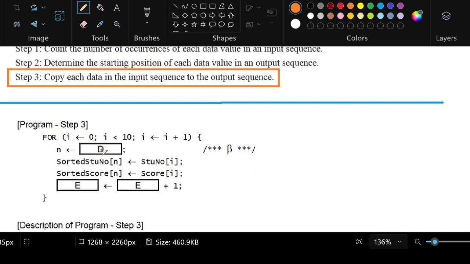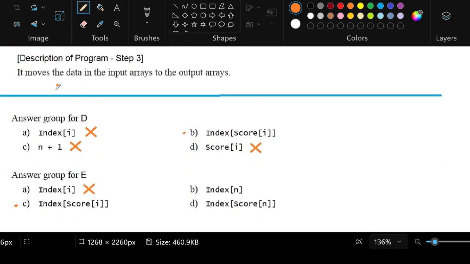We can see that we got two blanks, D and E, and we have to find out which answer would be the best for the blanks. Here we have also the description saying that we have to move data from the input array to the output array. So we got to find what is the input and what are supposedly the output arrays. Actually we got two input arrays, so two input arrays and two output arrays.